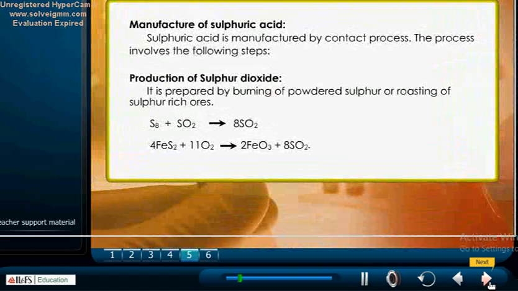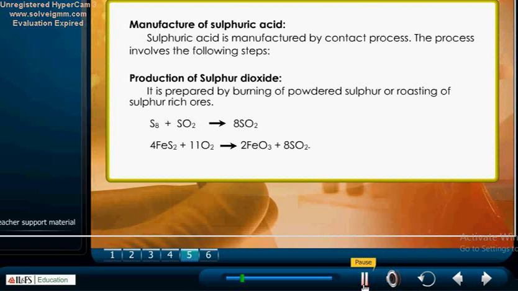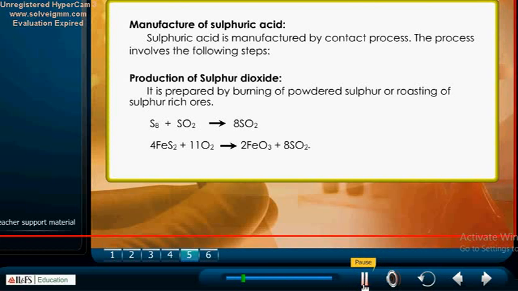Manufacture of sulfuric acid. Sulfuric acid is manufactured by the contact process. The process involves the following steps: production of sulfur dioxide. It is prepared by burning of powdered sulfur or roasting of sulfur-rich ores.